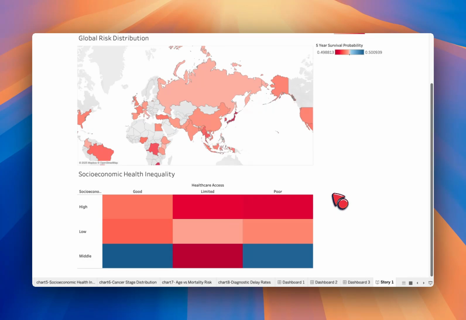Now the heat map reveals something important. Blue means good outcomes. Red means bad outcomes. Look at the middle row. Middle-income countries show interesting patterns. Middle income with good healthcare access shows blue, indicating a better survival rate. However, when we look at the high-income areas, many show red colors, especially when combined with limited healthcare access. This suggests that healthcare accessibility can be more important than income level for patient outcomes.